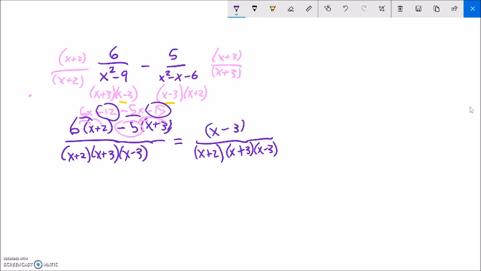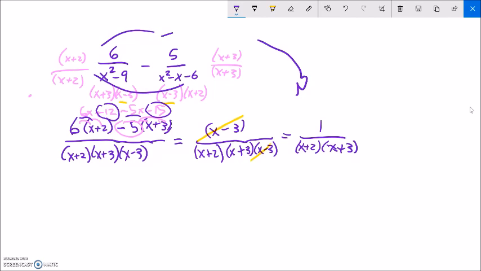So I have this. And then hopefully you see that I can do a little division there. X minus 3 divided by x minus 3 is 1. So this leaves me 1 over x plus 2 times x plus 3. And again, I want to emphasize that I lost a little bit of information. X cannot be 3. But other than that, this is equivalent to that.